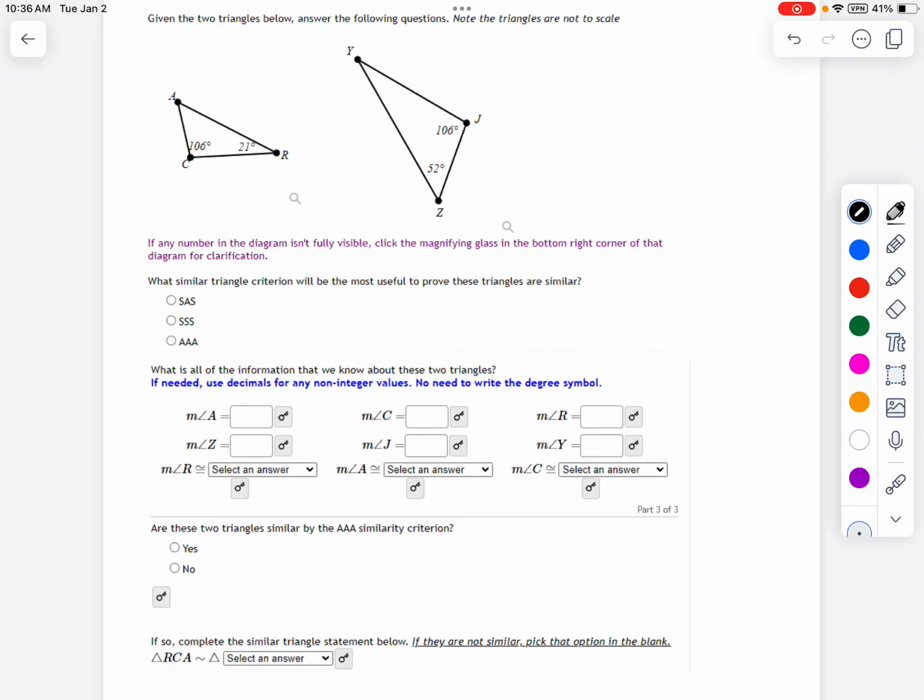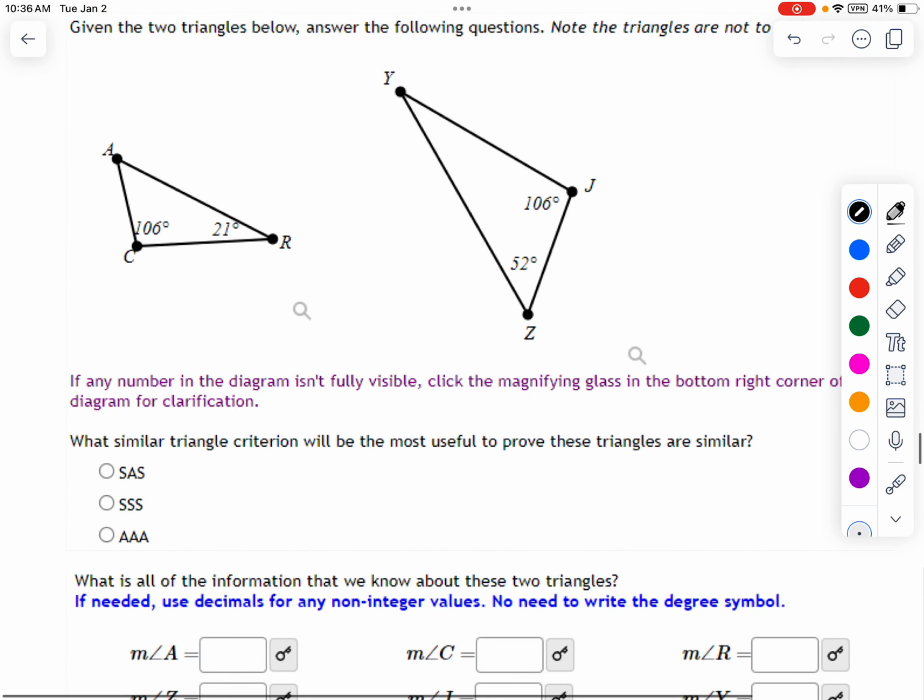Hello and welcome. Given the two triangles, we're essentially going to be determining if they are similar or not. Now, to start with, we need to figure out which similarity criterion we're going to be using. You have three options: side, angle, side; side, side, side; or angle, angle, angle similarity.